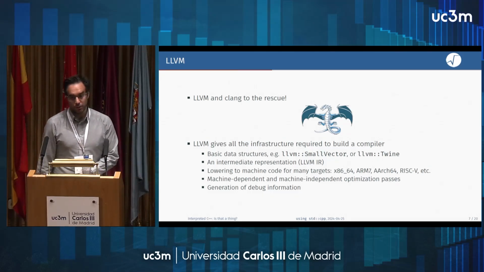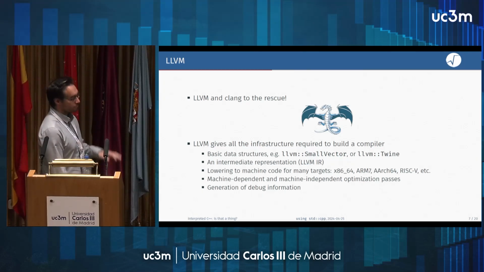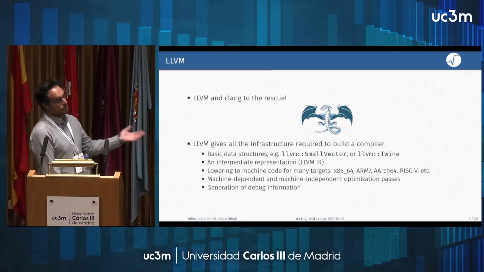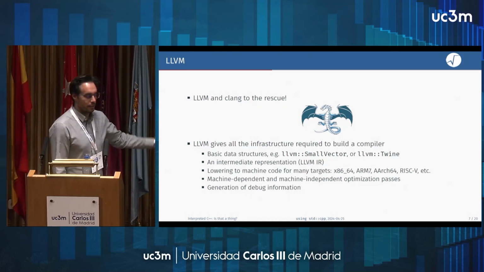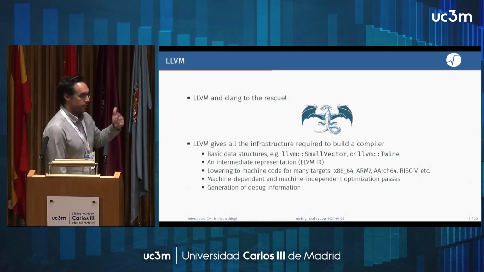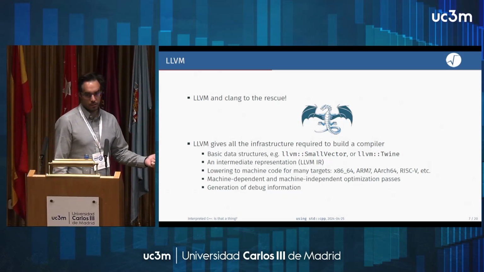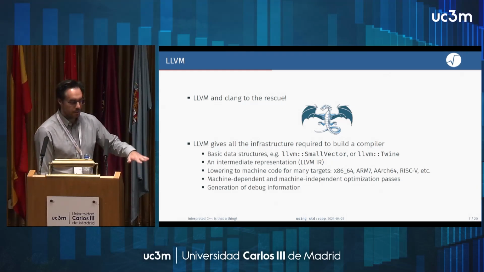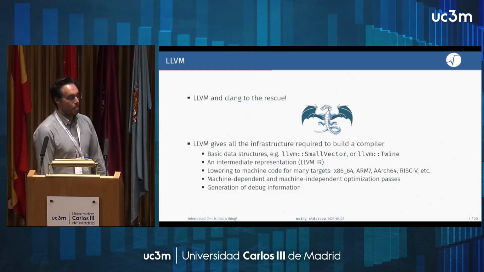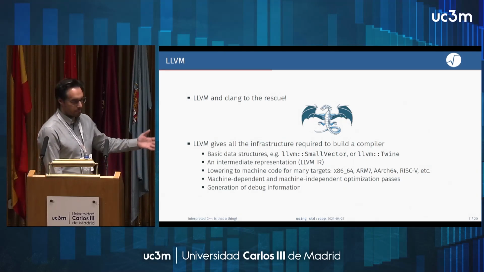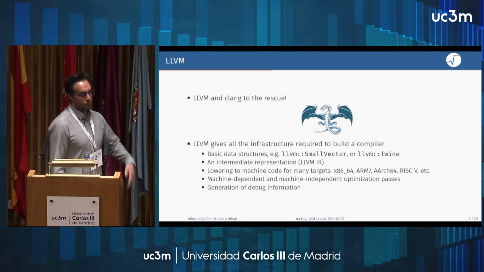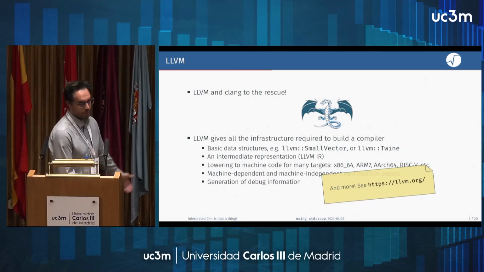As you might have guessed, we are based on LLVM and Clang, as I said before. For those of you who are not in the compilers area, I will briefly introduce LLVM and Clang. Basically, LLVM gives all the infrastructure that we require to build a compiler. That is basic data structures, intermediate representation that we can then lower down to machine code of several targets, for example, x86, ARM, ARM64, and whatnot. It allows us to pass some machine-dependent or machine-independent optimization passes, and it allows us to generate debug information and much more.